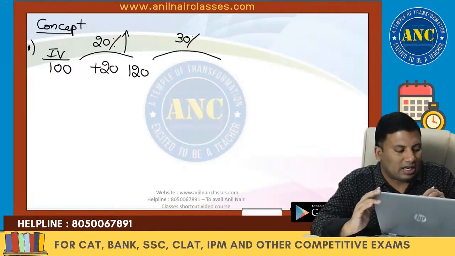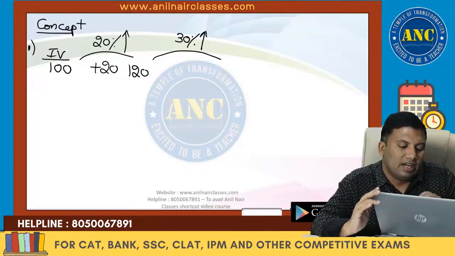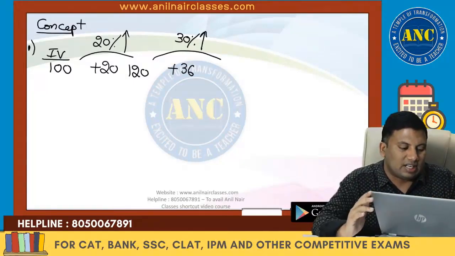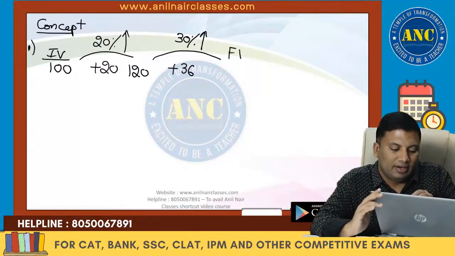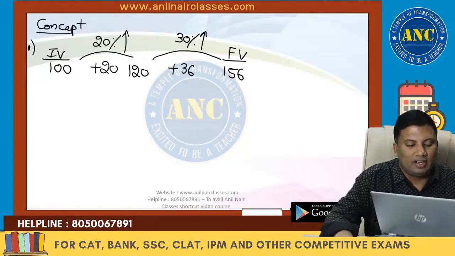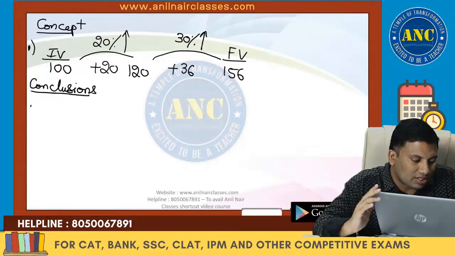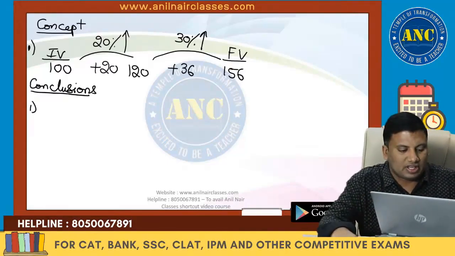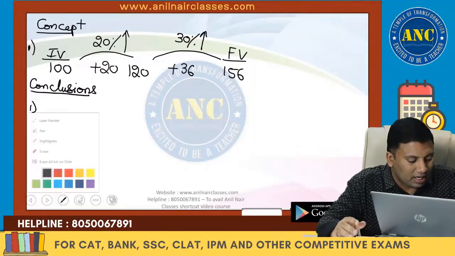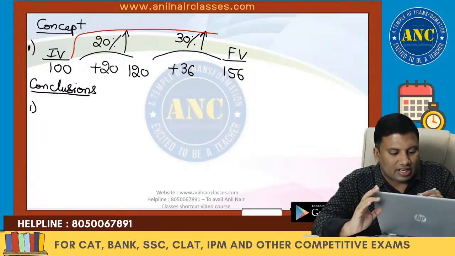Again, there is a 30% increase. 10% of 120 is 12, so 30% is 36. Final value is nothing but 156. Some conclusions based on this example. First conclusion: 100 is becoming 156.